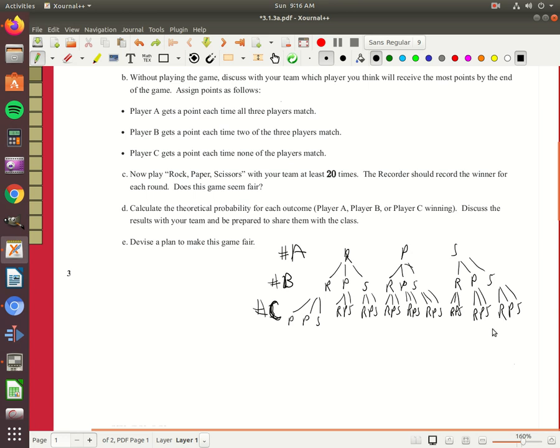And I know it looks like C is throwing a lot more, but it just depends on what A and B do as to how we read this, because what we're really saying is A could throw rock, paper, scissors.